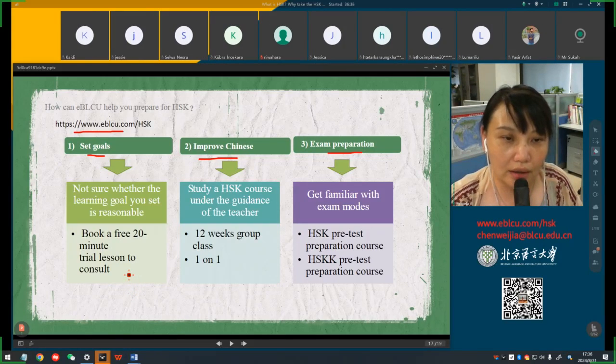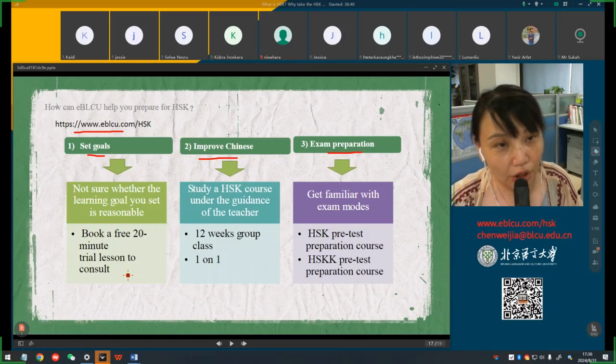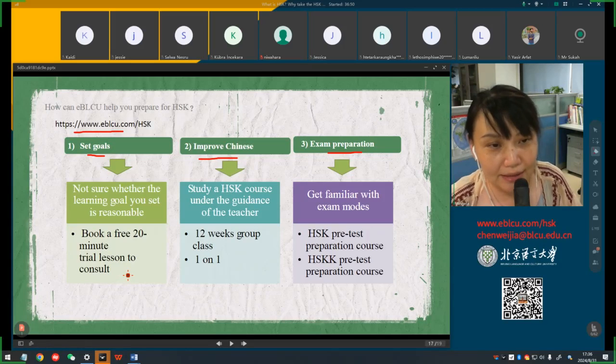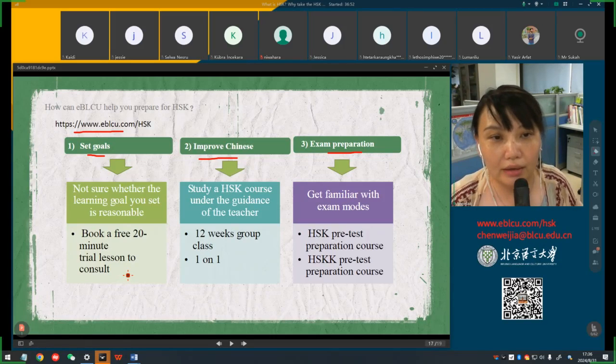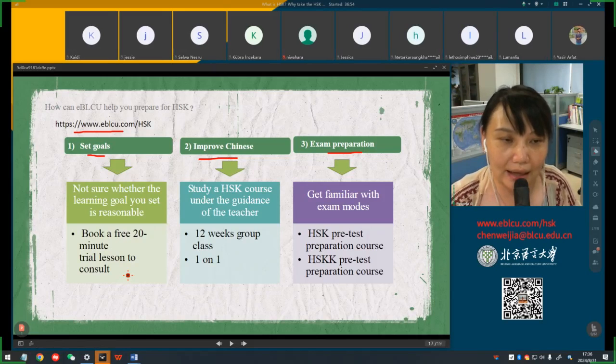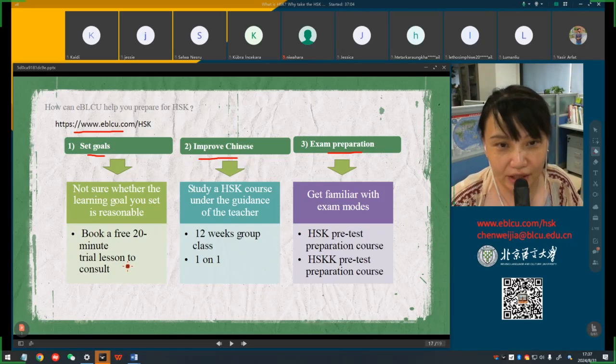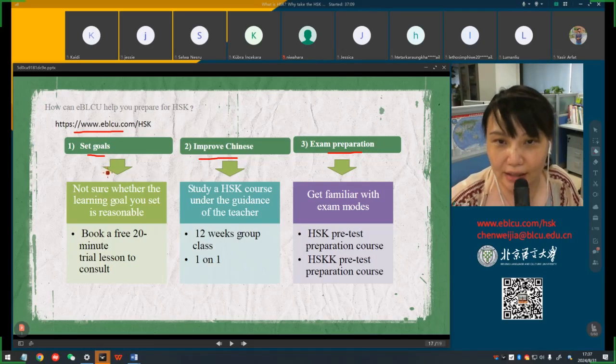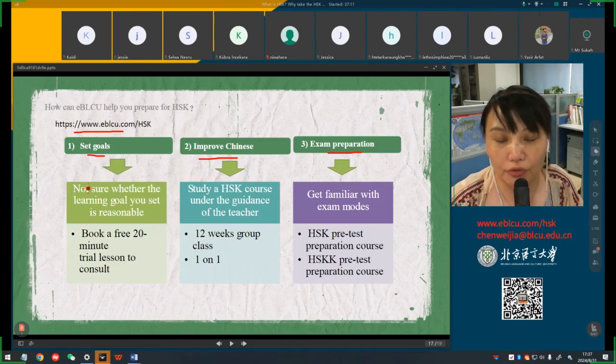You talk to the teacher about your goal, and the teacher can understand your current Chinese level and also give you some suggestions about whether you can finish that learning task during that time, whether you can achieve your goal in a certain time. But of course, in the first place, you need to get an idea of why I need to take the HSK test. What is my goal for learning Chinese? That is something only you can do.